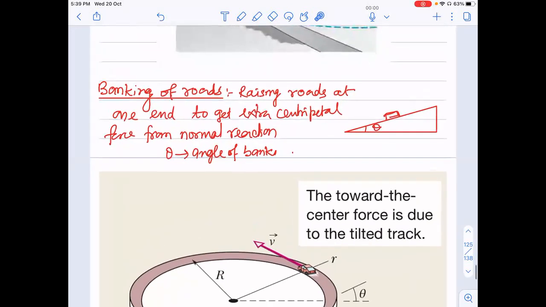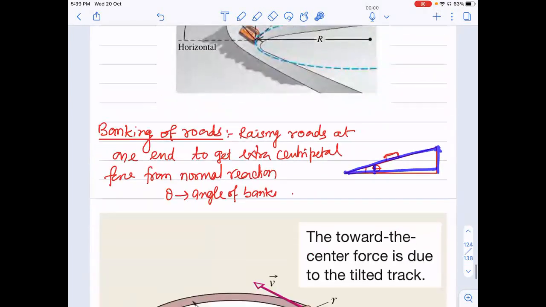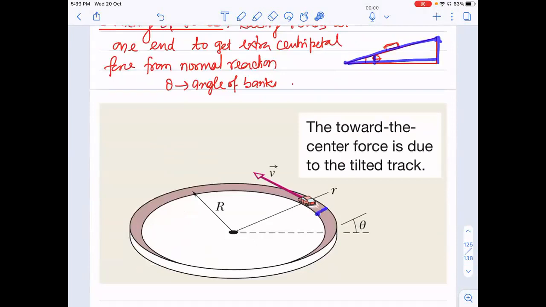Now to increase the maximum safe speed, roads are banked. Banked means the outer edge is raised by some angle as compared to the inner edge. Can you see this? It is at an angle, the outer edge is slightly raised.